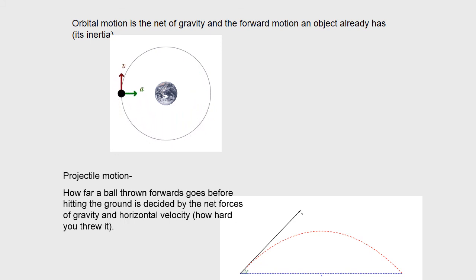How far a ball thrown forwards goes before hitting the ground is decided by the net force of gravity pulling it down and the force pushing it forwards, which in this case would have been how hard it was thrown. The harder something is thrown horizontally, and the higher it's launched, the further it can travel before being pulled back down to Earth.